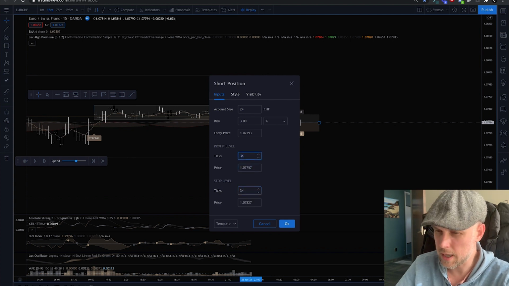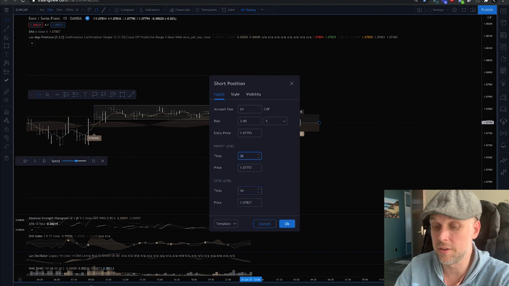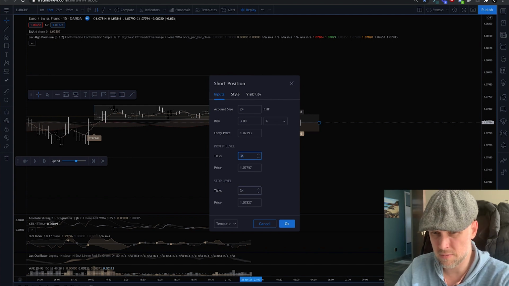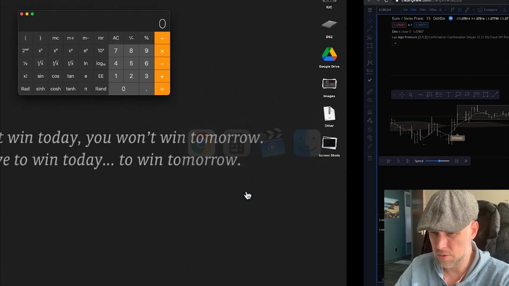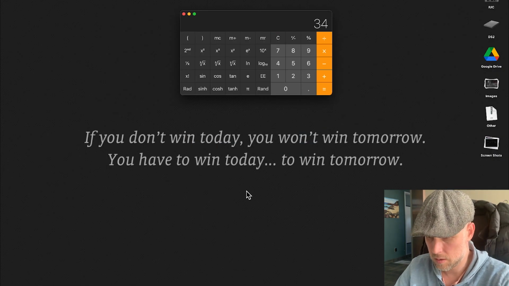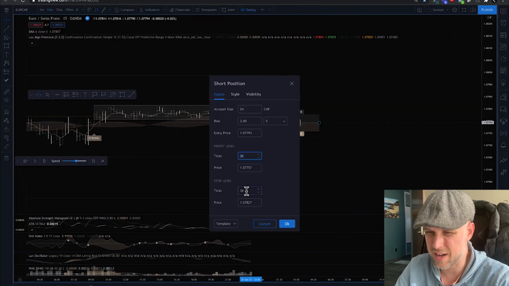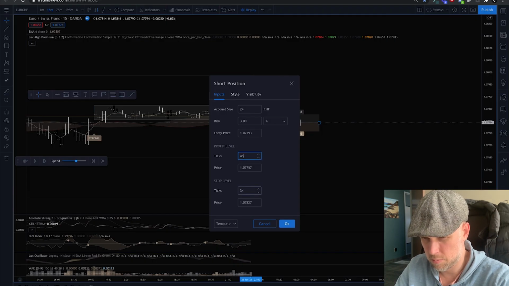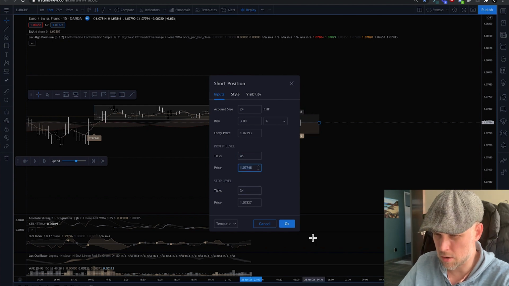On the plus side there, we've got 34 plus 17. No, you know what? Because this is a 15-minute chart, I'm going to do 34 times 1.33. That's my take profit. I know it's a little bit less, but that's the way the cookie crumbles.